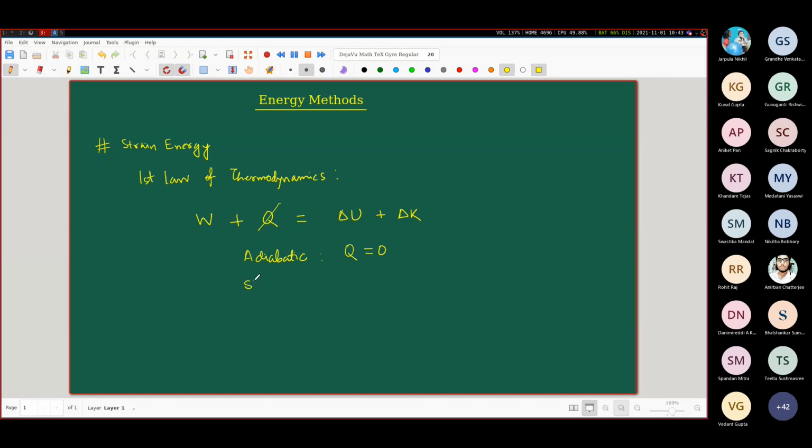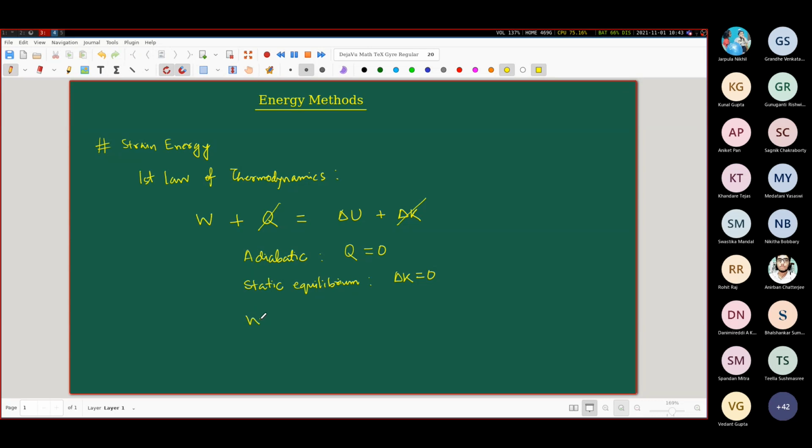Furthermore, we are going to consider cases which are quasi-static. Quasi-static means they are undergoing changes in their configuration in a very, very slow fashion. So for all intents and purposes, they are in static equilibrium. Static equilibrium means what? Delta K equal to 0. Very good. Delta K equal to 0.